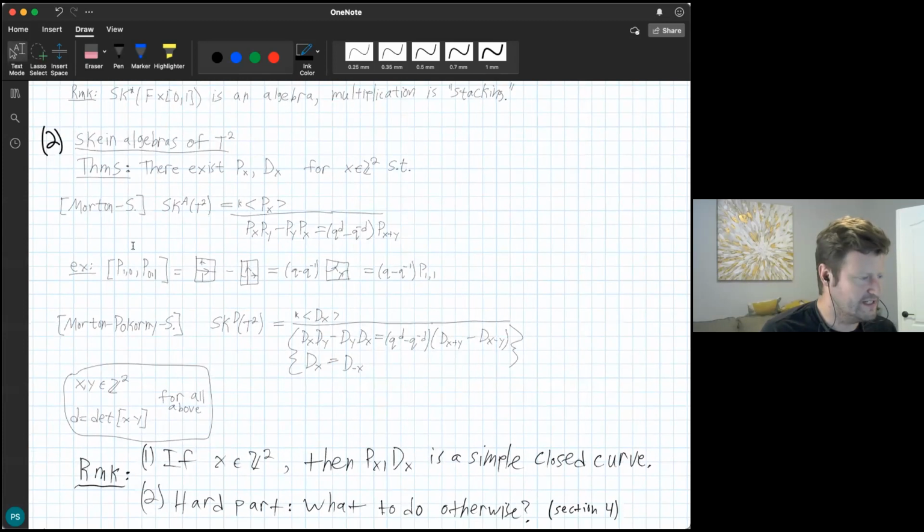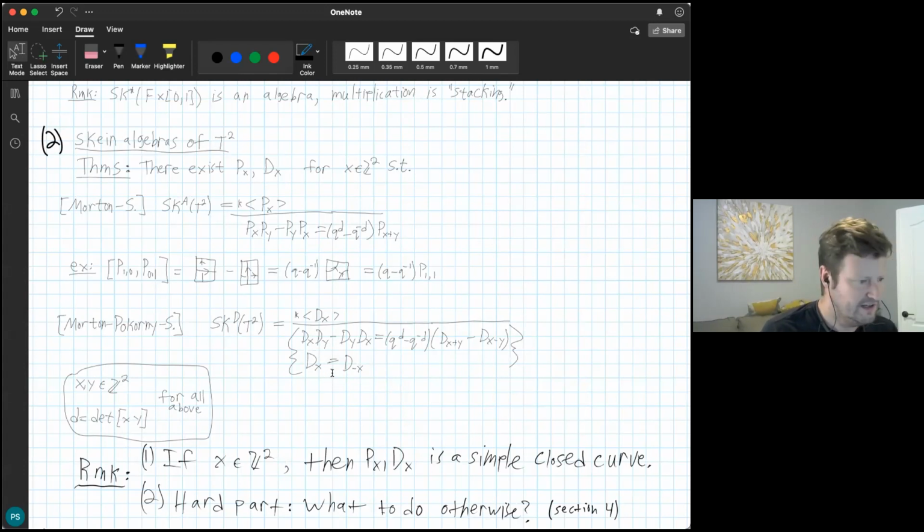Similarly, that was a paper a few years ago with Hugh Morton. A year or two ago, we did the BMW case. In the BMW case, there are also generators indexed by x in Z squared. These are unoriented diagrams, so there's a relation here that says D_x equals D_{-x}. That's just saying that these generators are defined in terms of unoriented curves. So that relation is not very interesting.